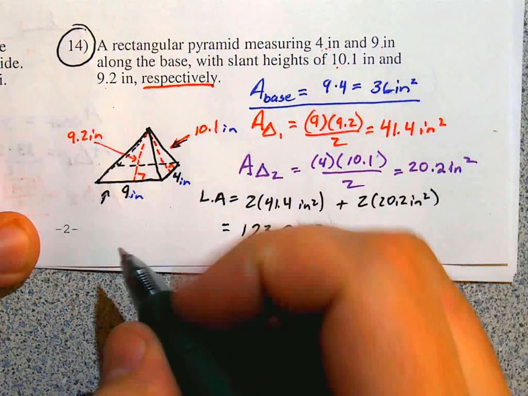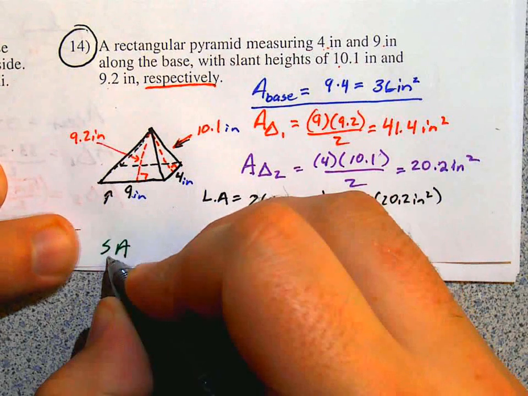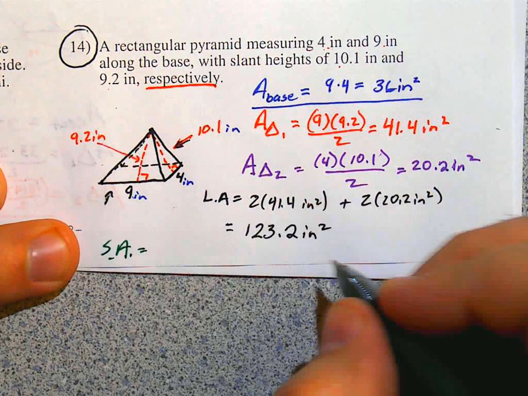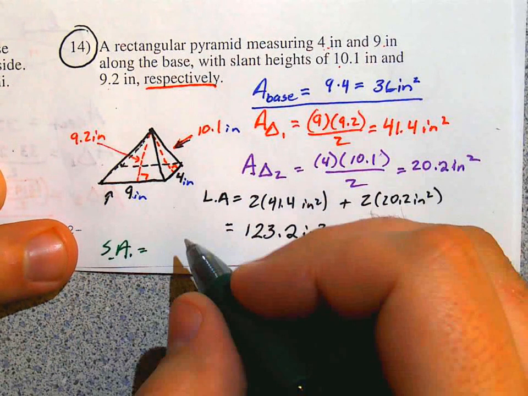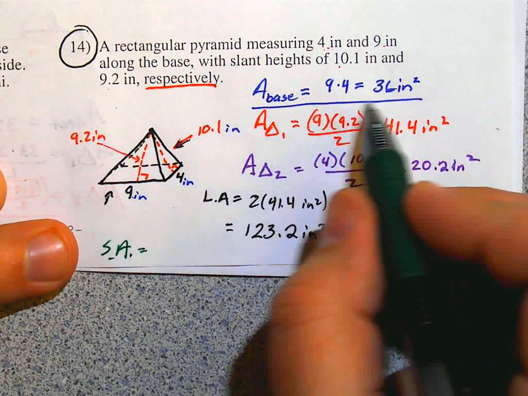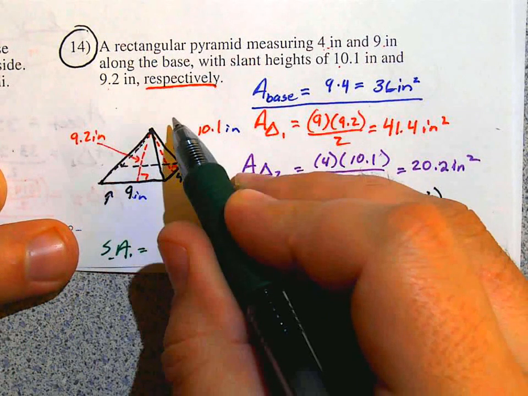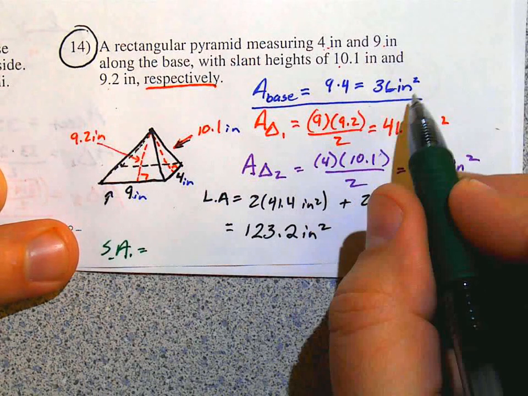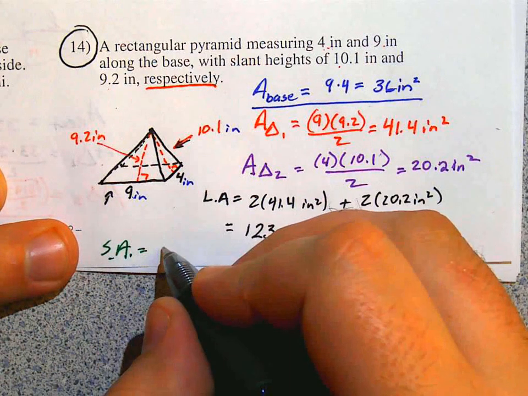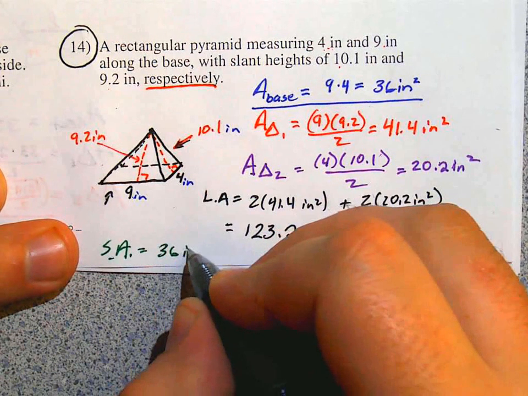Check me. If I'm wrong, it's cool. Just fix it for me. 123.2 inches squared, and that is the lateral area. One more thing we need to find is the surface area, because that's what they asked us to do up in the problem. They said find lateral and surface area. And we're going to add in the area of the base.